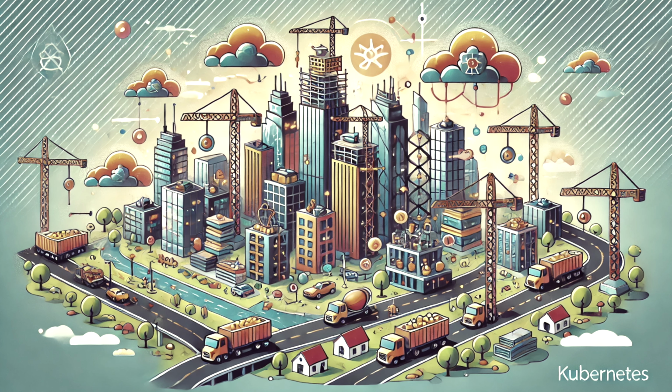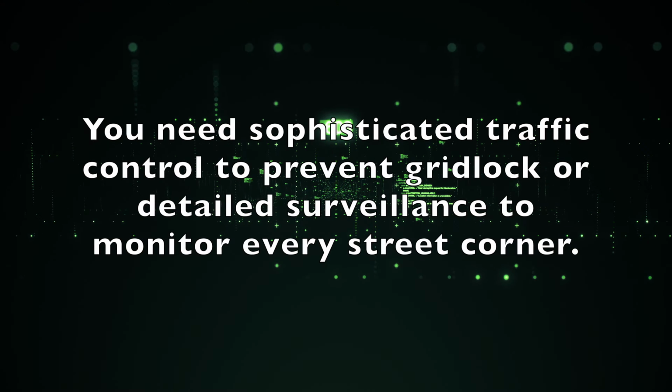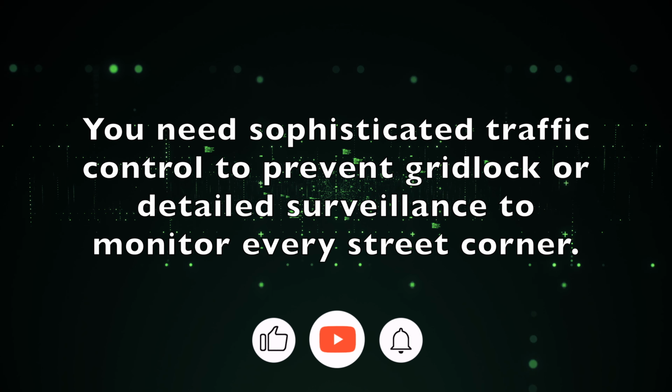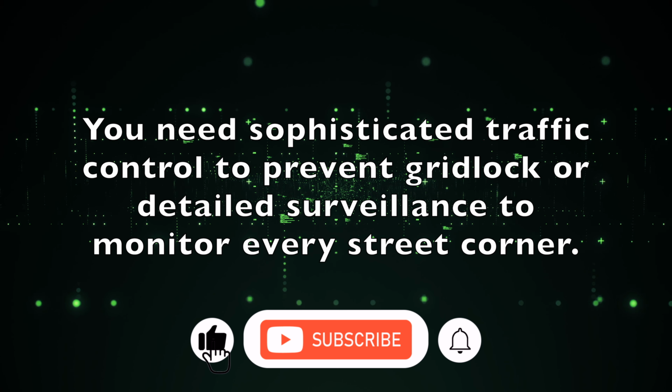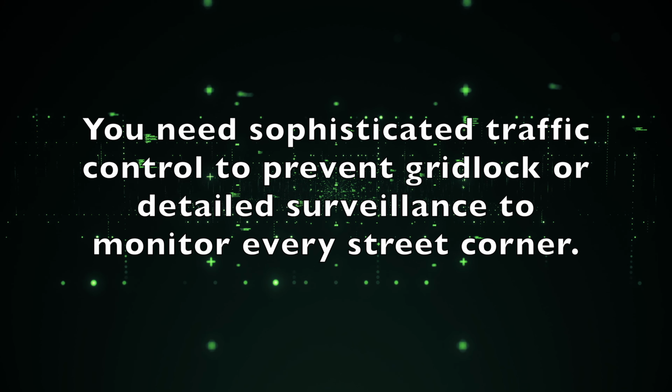Here is a fun analogy. Imagine Kubernetes as a bustling city. It handles the construction of building your applications, maintains roads, the network, and ensures resources like water and electricity, compute and storage are available. But what happens when you need sophisticated traffic control to prevent gridlock, or you want detailed surveillance to monitor every street corner? That's where a service mesh steps in.